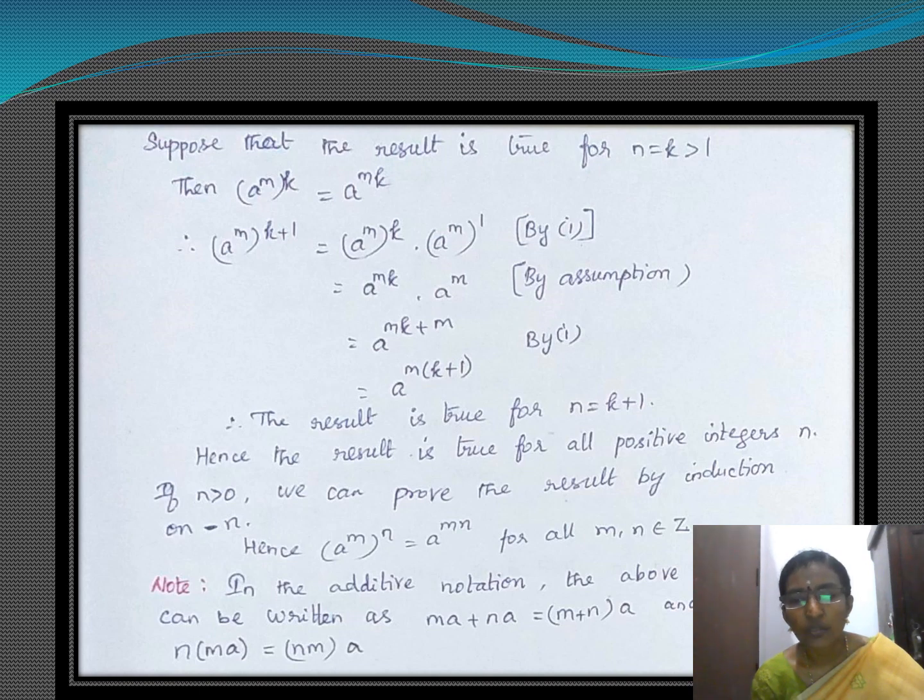If n is negative, we can prove this result by induction on minus n. Therefore, the second property is also true: (a^m)^n is equal to a^(mn) for all m, n belonging to Z. This property can be written in additive notation, that is ma plus na is equal to (m+n)a, and n(ma) can be written as (nm)a. Therefore, we proved 5 properties for a group. Thank you.